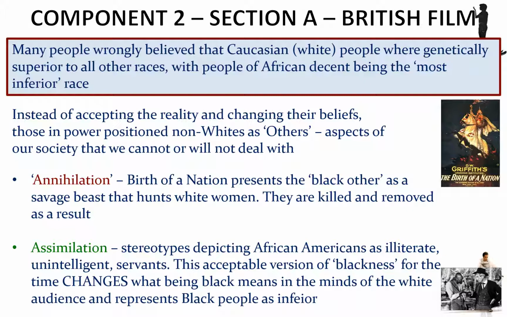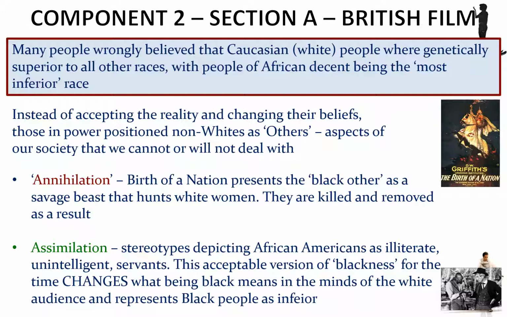For annihilation, Birth of a Nation is a 1915 film by D.W. Griffith, and it presents the black other as a savage beast that hunts white women. In the film, this gives justification for the Ku Klux Klan coming in and killing, hanging, and removing black people, black men in particular, as a result.